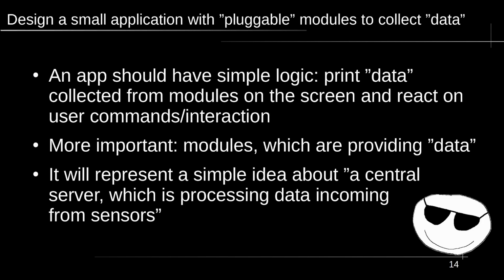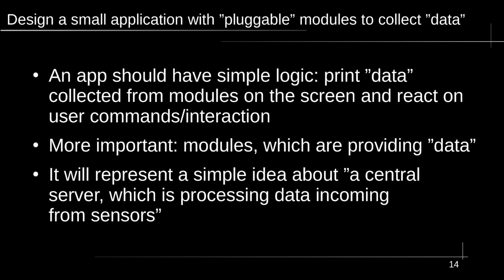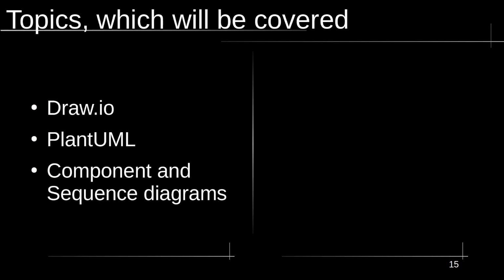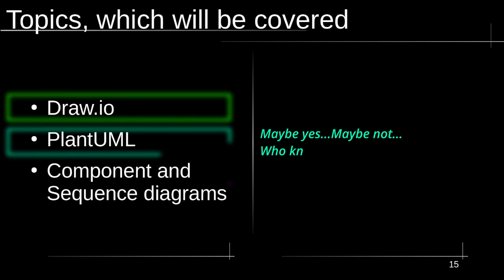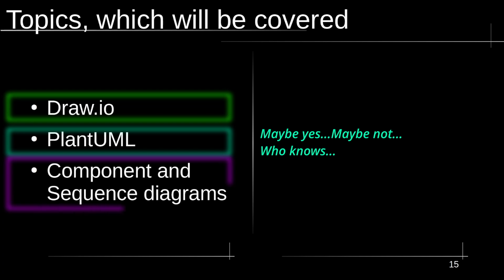And today's topic is about designing a small application with pluggable modules to collect data. I'm planning to show you how to use drawio. We will create some kind of sketch of the design. And while we design the application, we will also cover the following topics: drawio, PlantUML, and component and sequence diagrams. Both of them are quite useful, but in specific use cases. So let's jump into it.